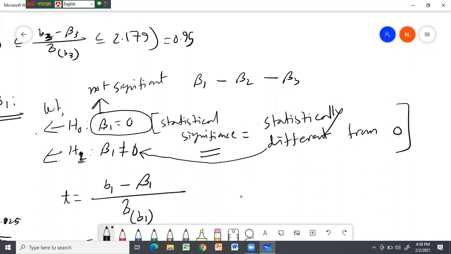Is that clear to everyone up to this portion of calculation? Yes, sir. Yes, sir. Okay.